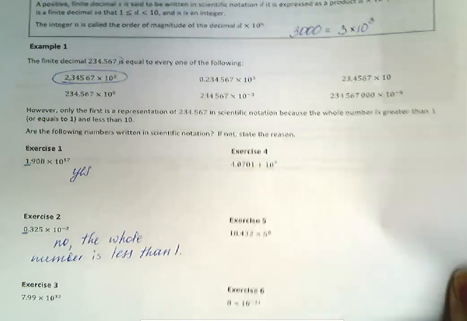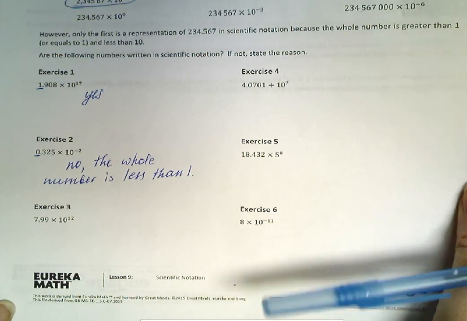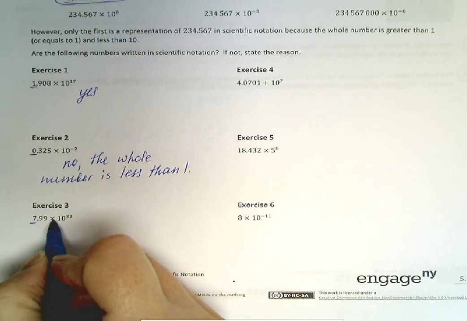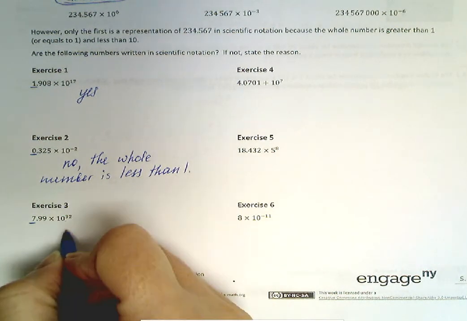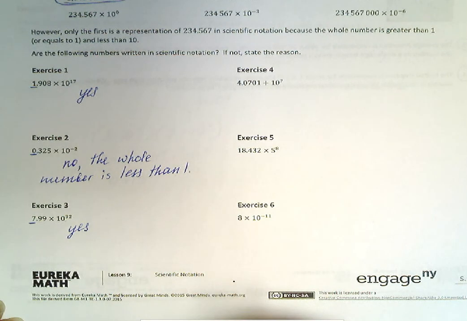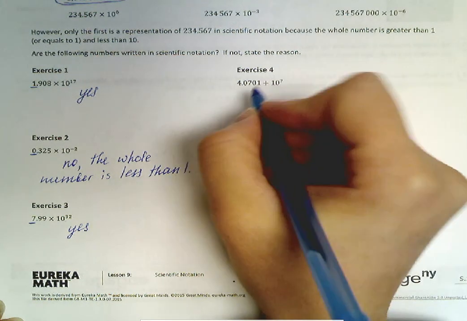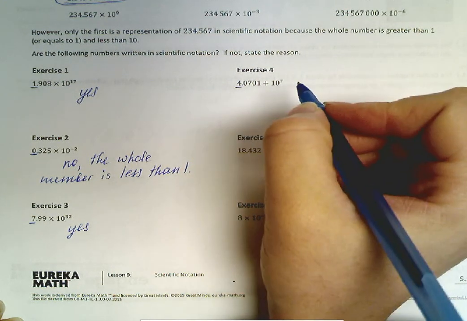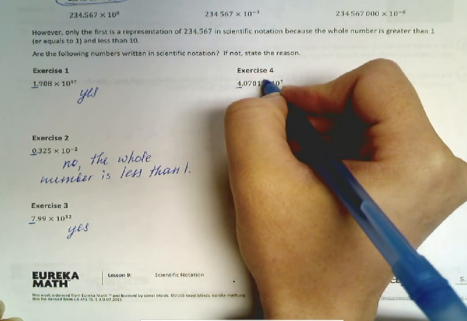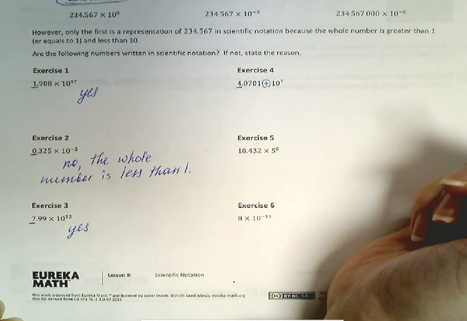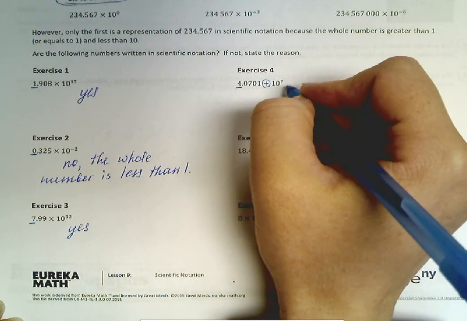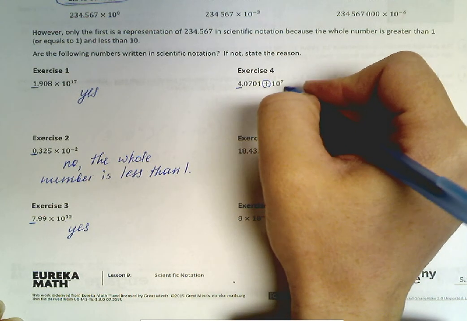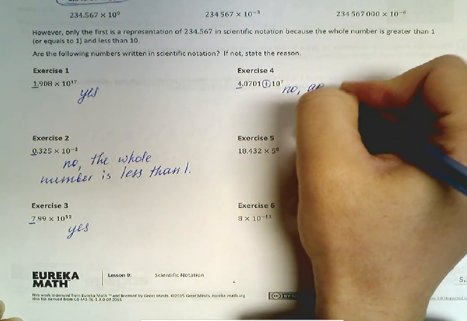Exercise 3. Whole number is 7. It's more than a 1 but less than a 10, so that works, and we have multiplied by 10 to the power of 32. Yes, it is written in scientific notation. Let's look at exercise 4. A whole number is 4. That is good. It's more than a 1, less than a 10. However, we have an addition here, not a multiplication sign. So that is not a scientific notation. They're just adding 10 to the power of 7, not multiplying by it. So no, addition instead of multiplication.